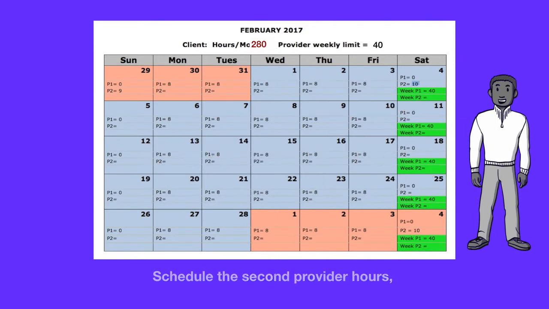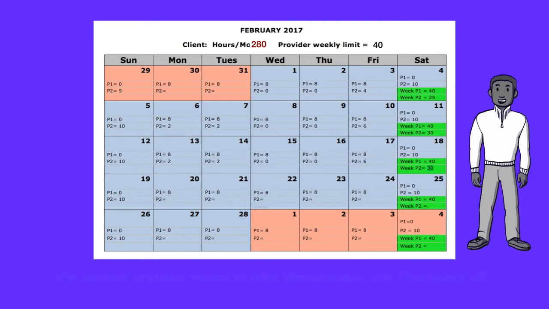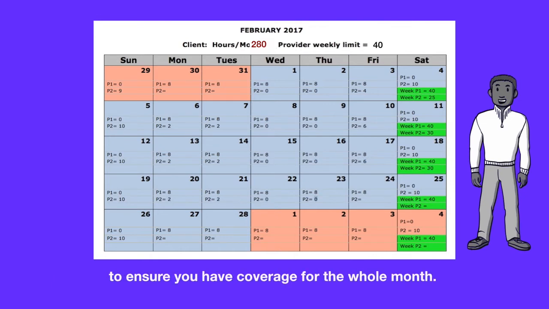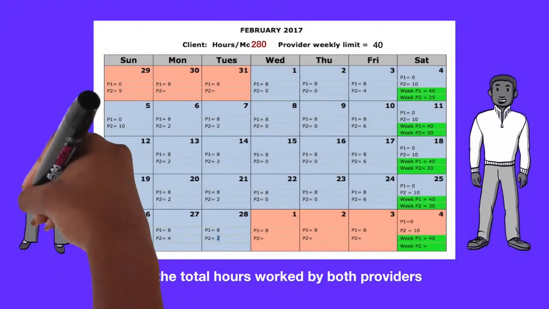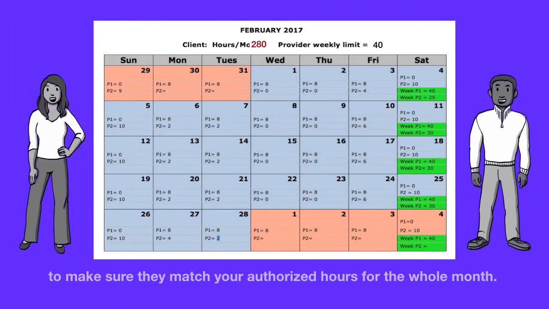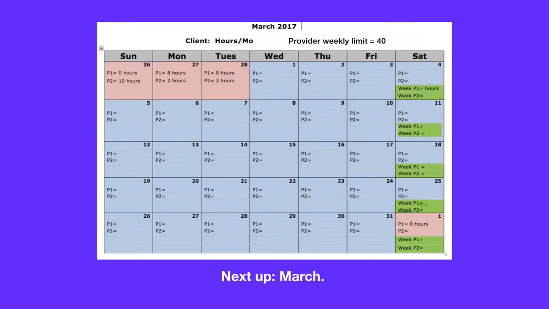Schedule the second provider hours, starting with the weekends. Schedule the remaining workdays according to your needs and preferences and the availability of the provider. In this scenario, the second provider wants to take Wednesdays and Thursdays off. Keep to a regular schedule to ensure that you have coverage for the whole month. Double-check weekly totals for each provider. And finally, add the total hours worked by both providers to make sure they match your authorized hours for the whole month. Next up, March.